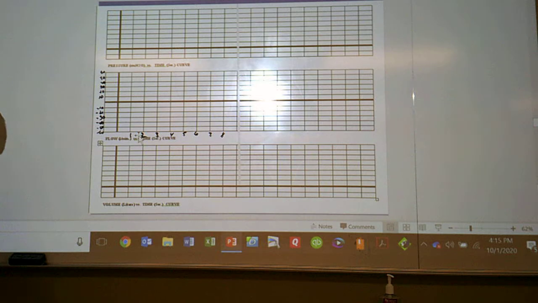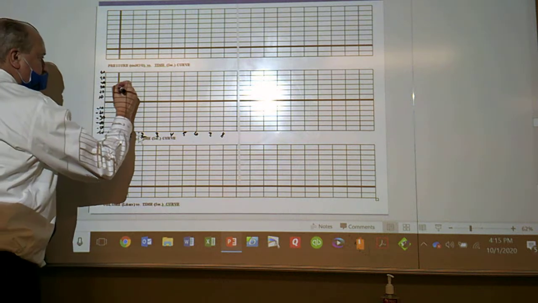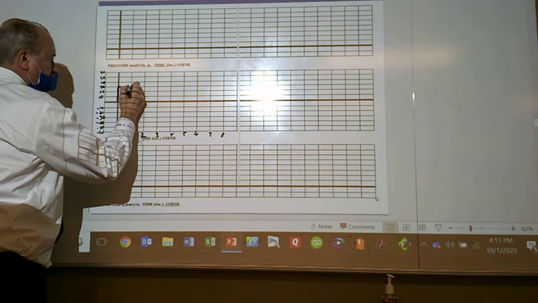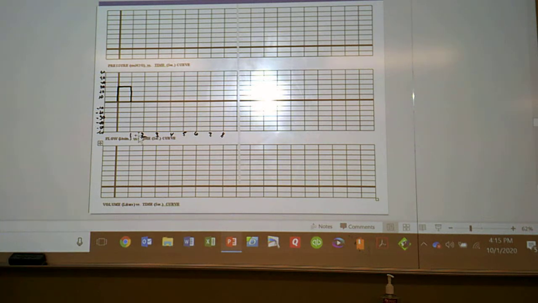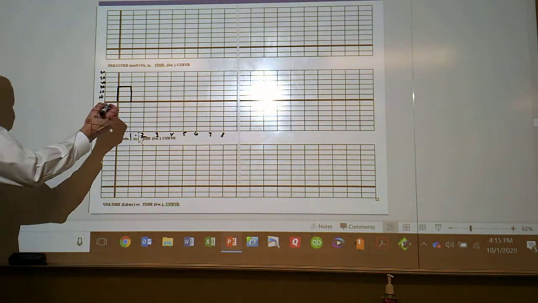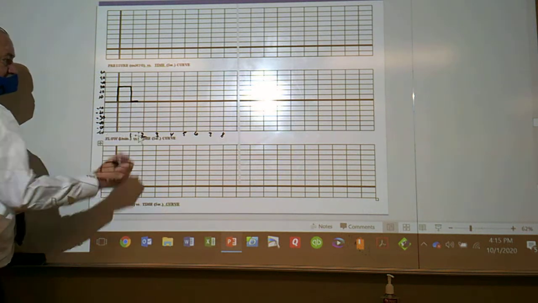Okay. So what kind of a flow pattern do we have? We have a square wave at 30 liters per minute. Well, we also have a half a second inspiratory hold. So how would I depict an inspiratory hold on the flow tracing? Isn't it at the end of 0.5 after 1 second? Like that.